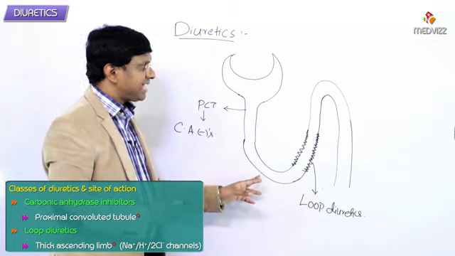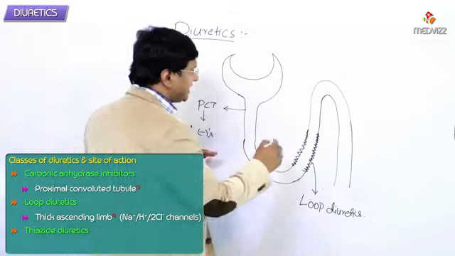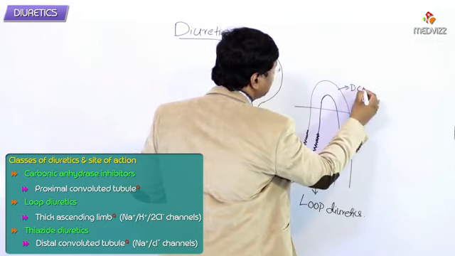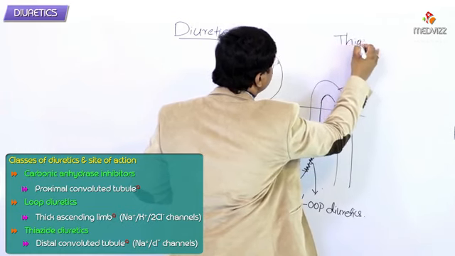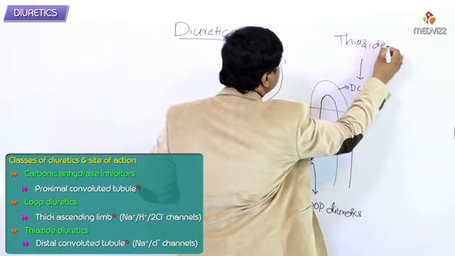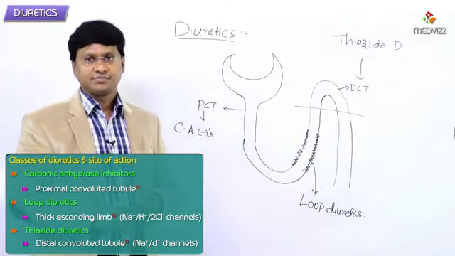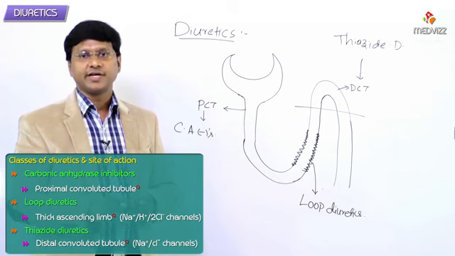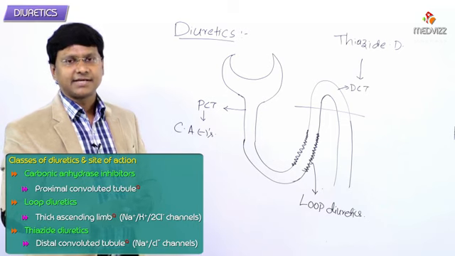Next we have the next group, that is thiazide diuretics. See here, this is the distal convoluted tubule. So at the level of the DCT, remember the thiazide diuretics will act. Here we have sodium chloride channels, or sodium chloride transporters. On these sodium chloride transporters, the thiazide diuretics will act.